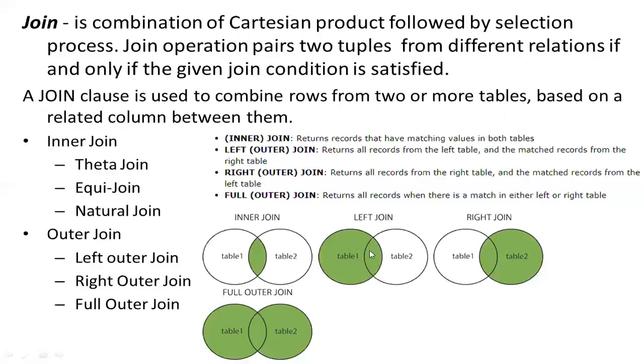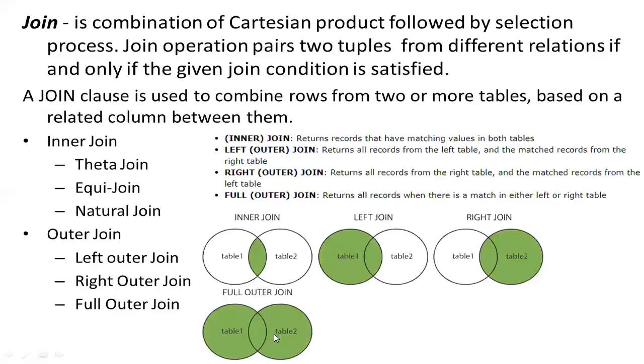Once you understand this, it will be easy to understand the remaining joins. The right outer join is just the opposite. In the right outer join, you return all the records from the right table and the matched records from the left table. Then the full outer join returns all records when there is a match in either the left or right table. So whatever records are matching in both the left and right table, we consider here. This was the basic idea behind the different types of joins.